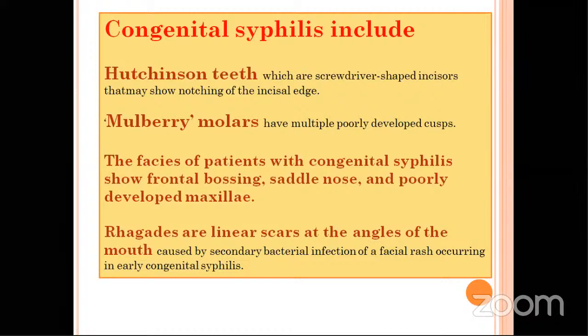When it is vertically transmitted from the mother to the child, the child will get affected, and these are the features of congenital syphilis: Hutchinson teeth, mulberry molars, and the face of the patient will show frontal bossing, where the frontal bone is prominently raised. Saddle nose is very depressed, and the maxilla is poorly developed, deficient. At the angle of the mouth, a linear scar like angular cheilitis is seen, which is called rhagades. The rhagades are seen as a linear scar at the angle of the mouth.